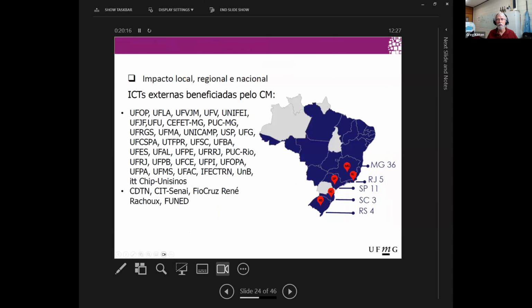If I can show you here, this is a map of Brazil, and all of the states colored in blue have at least two institutions using our center. Others have more, 3 or 4, or in our case, there are 36 institutions in our state that use our center of microscopy.